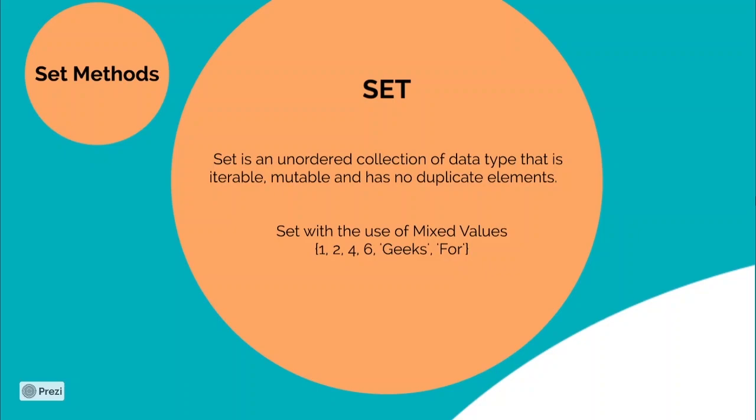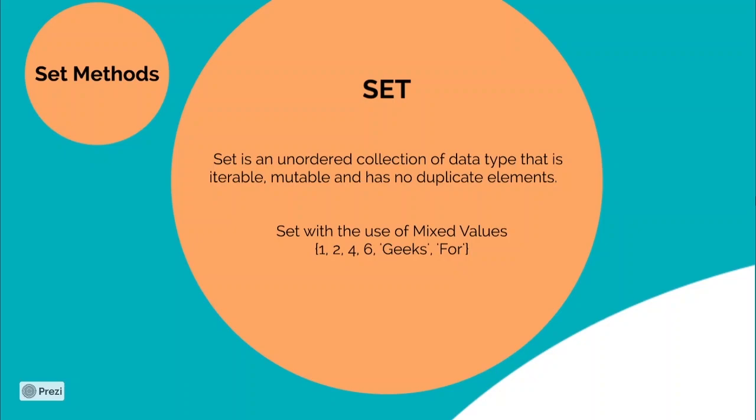A set is created by placing all the items or elements inside curly braces separated by commas, or by using the built-in set function. It can have any number of items and they may be of different types like integer, float, tuple, string, etc. But a set cannot have mutable elements like lists, sets or dictionaries as its elements.